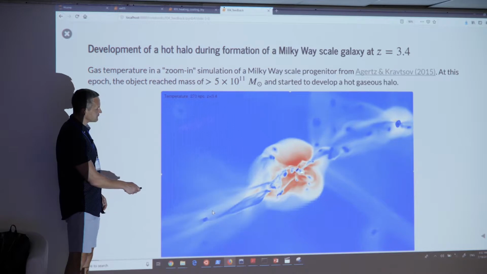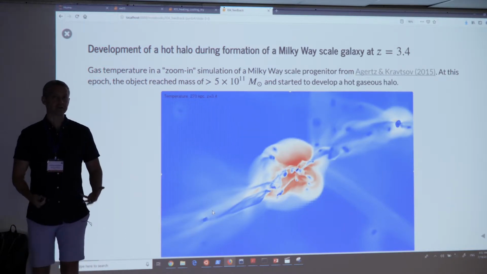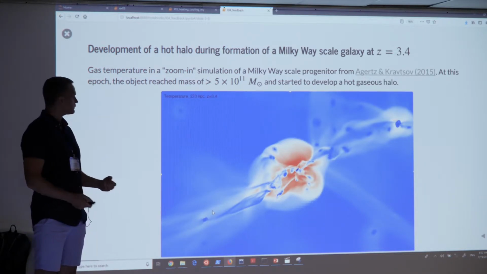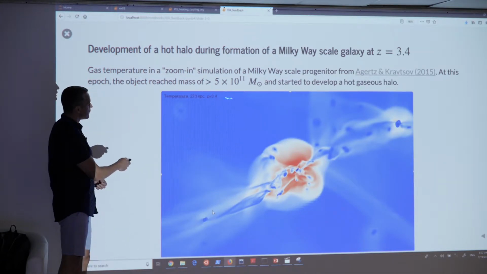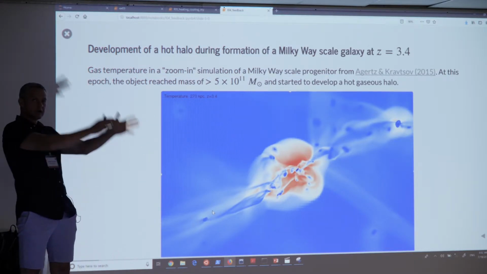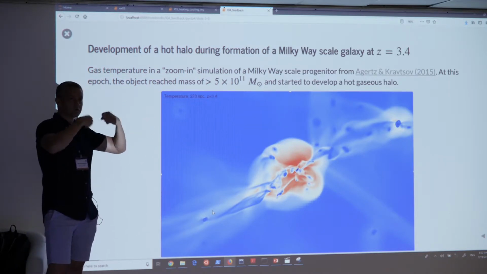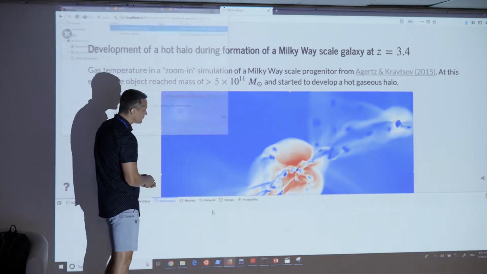So we see that the cooling is efficient because a lot of gas that is accreting is able to stay cold. But at this particular moment, we also start to see some hot gas, which means that the gas that's heated and is at low density is able to retain its thermal energy. It's not cooling efficiently. And I chose this moment because at this point, this progenitor has a mass of about 5 times 10 to the 11. So it's right at this transition between efficient cooling and inefficient cooling. And so it's just starting to heat some of the gas at low density and build up a hot halo that you see here.